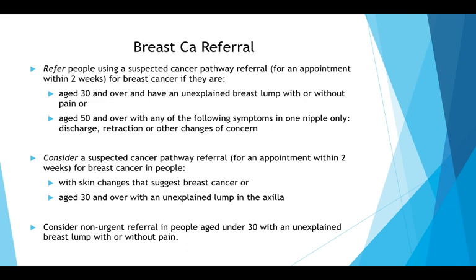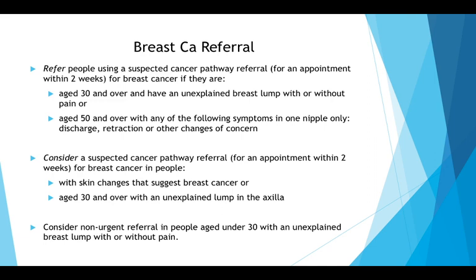If they're not falling into these two categories, but you think there may be something going on and you're suspecting that the patient ought to be on a 2-week wait, certain groups which would fulfill these criteria would include those with skin changes that may suggest breast cancer, or those 30 years of age or more with an unexplained lump in the axilla, probably due to lymph node pathology. Then we'd think about referring as well.